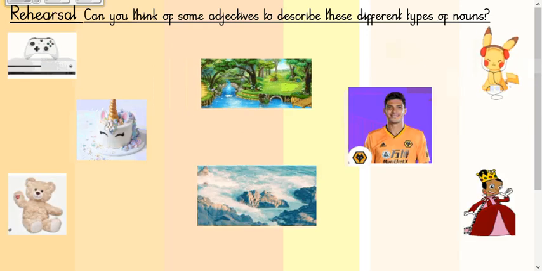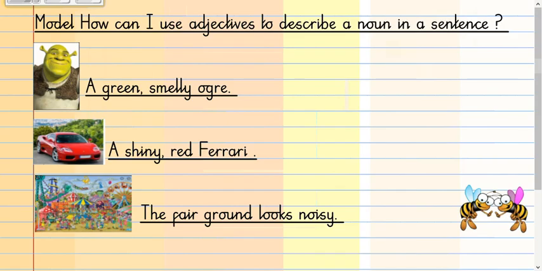Can you think of some adjectives to describe these types of nouns? Fantastic. I bet you thought of some wonderful adjectives to describe the magical garden or the sporty wolves player. I wonder, do you think you could use some of those adjectives to describe a noun in a sentence? Like mine here. A green, smelly ogre. A shiny red Ferrari. The fairground looks noisy.